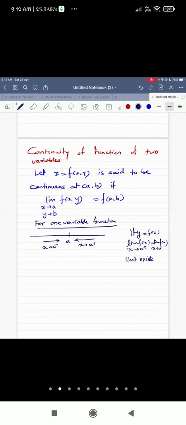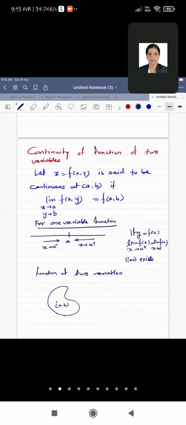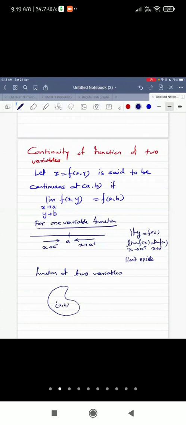If your function is of two variables, then you will not have a straight line, but there will be a certain kind of domain. And here you have the point (a, b). Now (x, y) can approach (a, b) in infinitely many directions. So if the limit along each direction is the same, then we say that the limit exists.